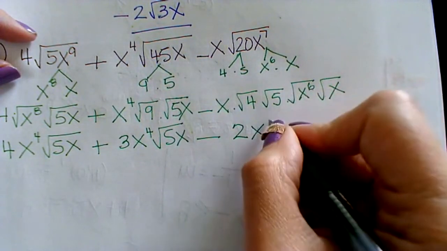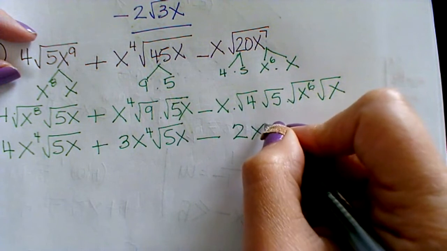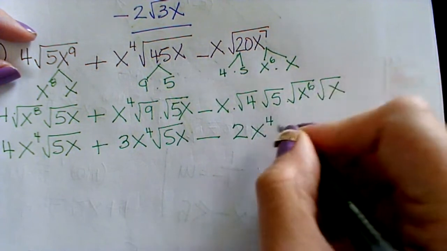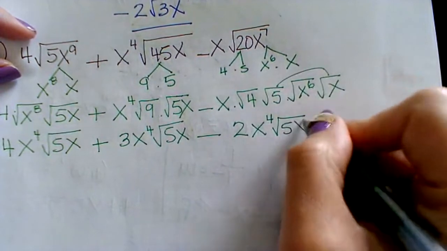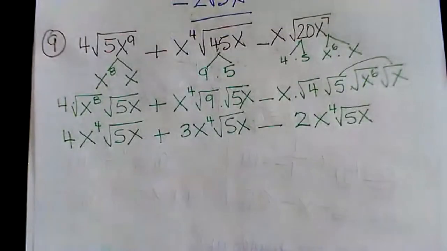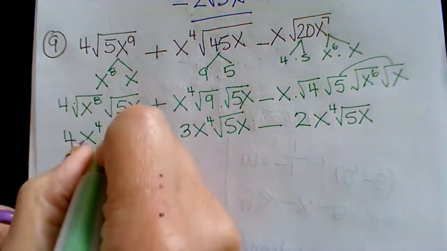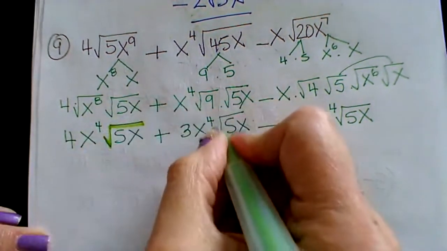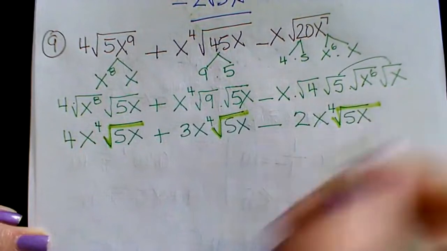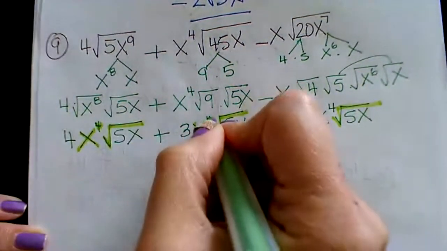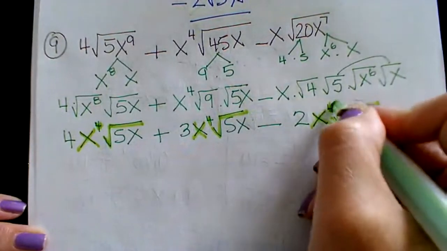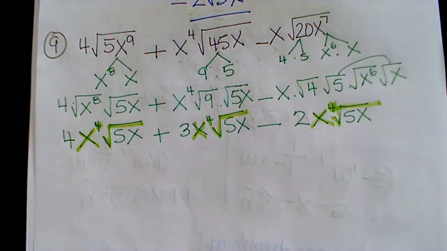Divided by 2 is 3. Plus 1, 4. And these two, we're going to combine it, 5x. So we have 5x and 5x. And we have x to the 4th power, x to the 4th power, and x to the 4th power. So we can combine all those terms.